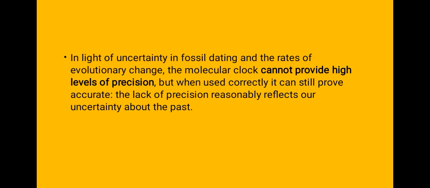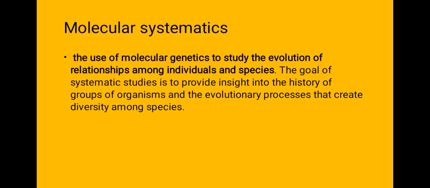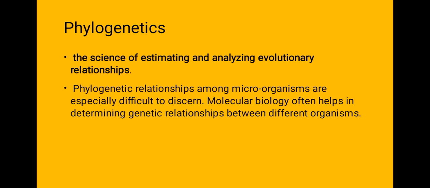Molecular systematics is the use of molecular genetics to study the evolution of relationships among individuals and species. The goal of systematic studies is to provide insight into the history of groups of organisms and the evolutionary processes that create diversity among species. Then phylogenetics, the science of estimating and analyzing evolutionary relationships. Phylogenetic relationships among microorganisms are especially difficult to discern. Molecular biology often helps in determining genetic relationships between different organisms.